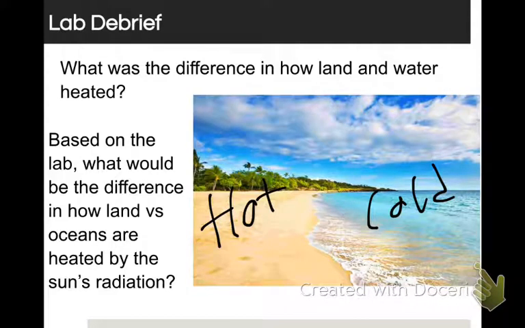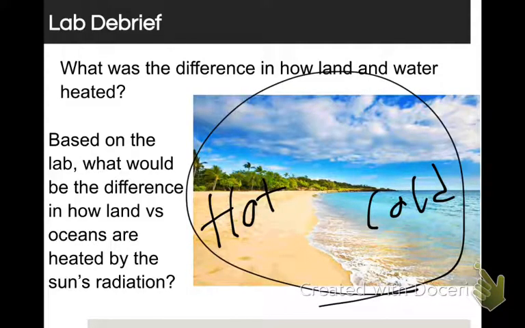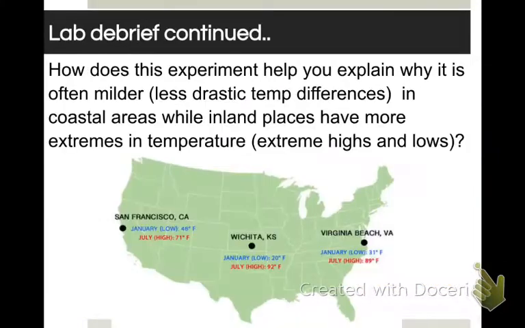Now, one of these questions, I want you to imagine a scene like this when we talk about wind. So let's see what our next question was. How does knowing that the land heats faster than the water help you explain why it's often milder? Milder simply meaning less dramatic temperature differences in coastal areas, while inland places have more extreme differences in temperature, so very big highs and lows.